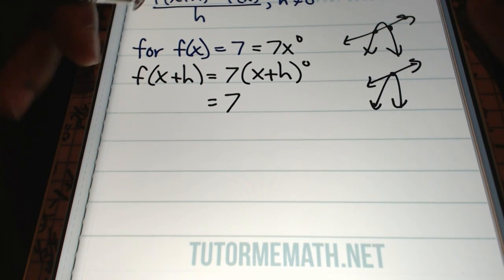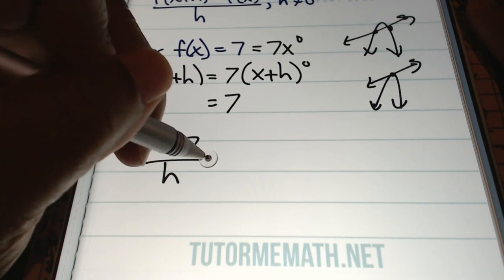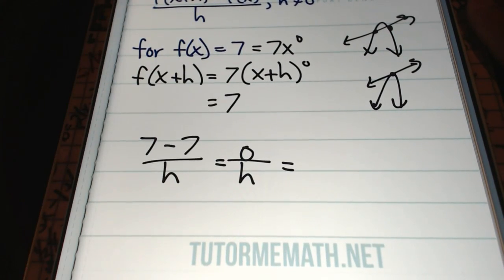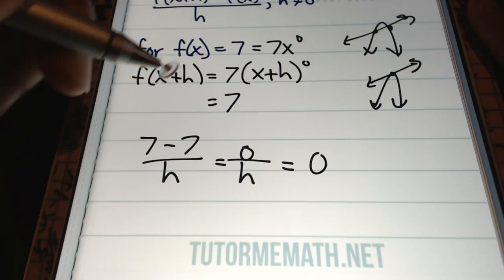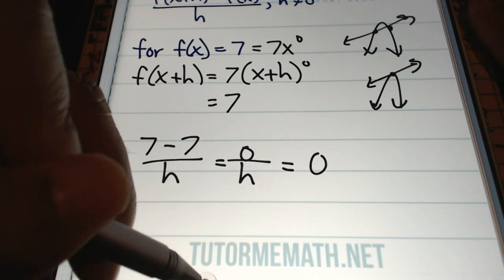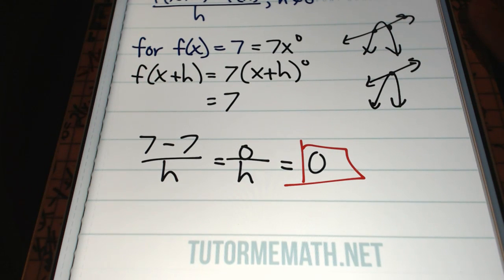And then plugging this value into our difference quotient will look just like this. We'll have 7 minus 7 divided by h, so that you end up with 0 divided by h. And assuming that h does not equal 0, this answer, as Lewis would say, is a big fat 0. The answer is 0. And of course, we will red box this answer here, guys, just like that.